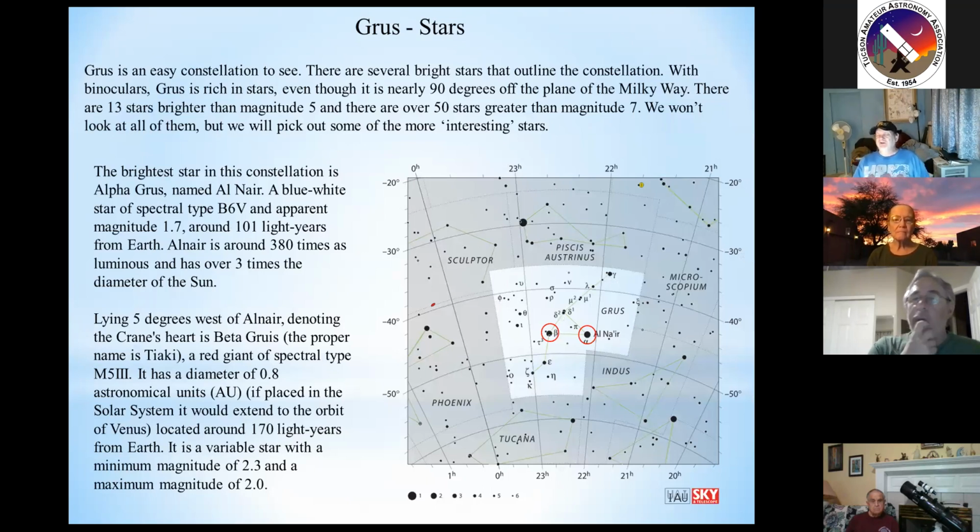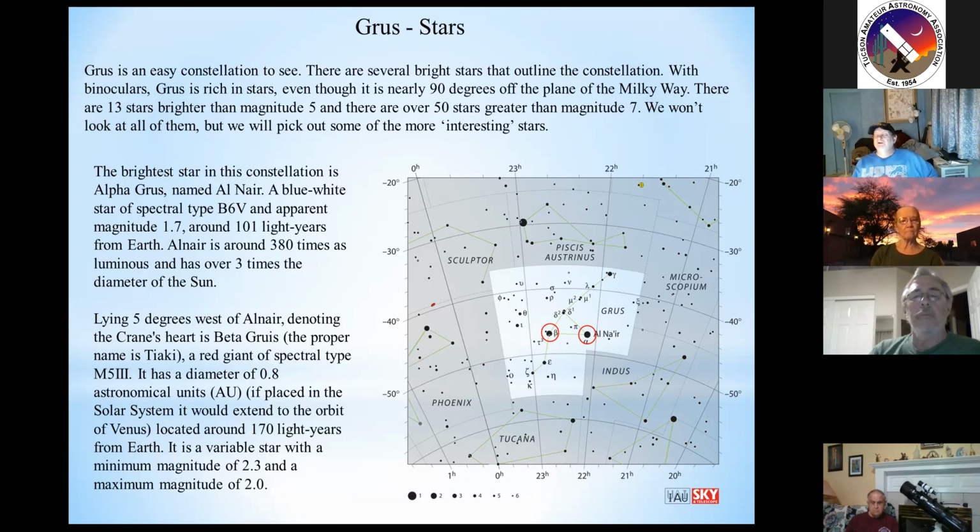Grus is actually an easy constellation to see because it has several bright stars. There are, I think, 3 or 4 stars that are all brighter than magnitude 3. So it's not too hard to find if you can look that far south. And even though it's about 90 degrees away from the Milky Way, it's actually pretty rich in stars. There are 13 stars brighter than magnitude 5 and over 50 stars brighter than magnitude 7. So if you were in a dark location like in Australia, you could see a lot of stars in this constellation.